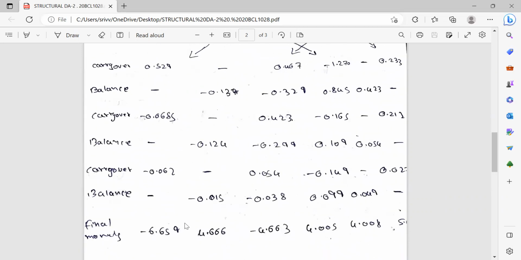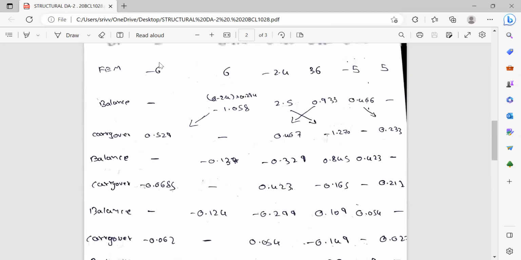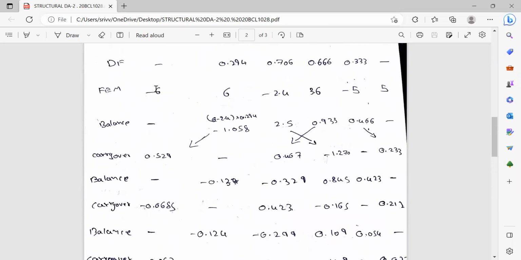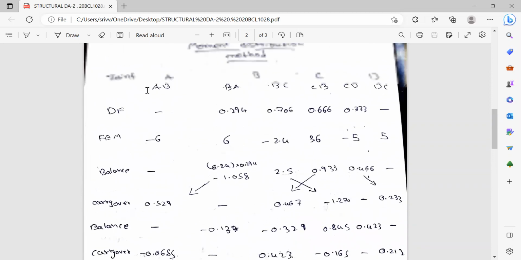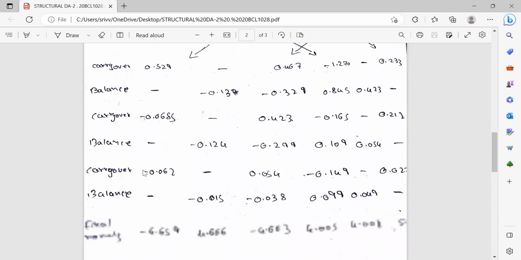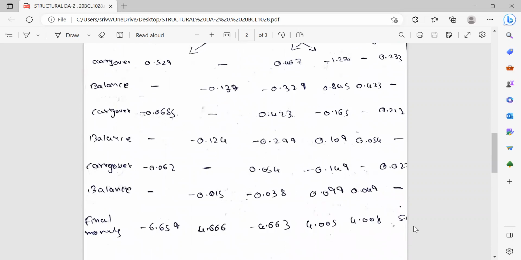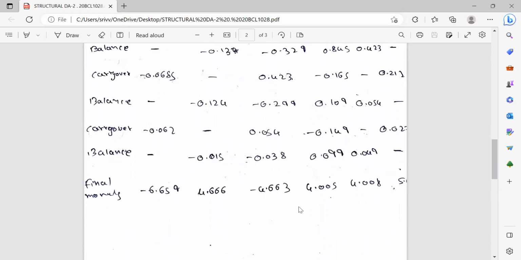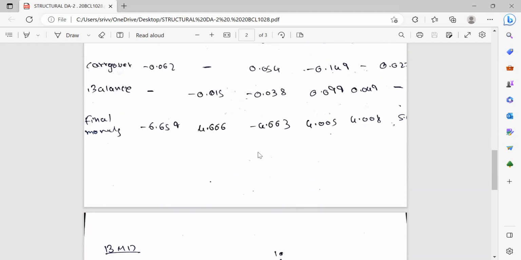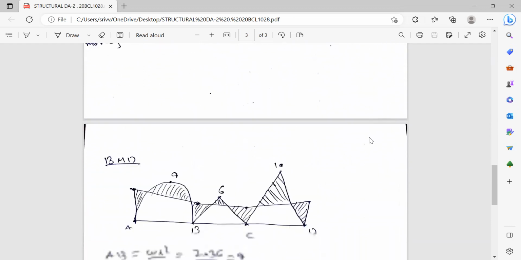Then at the end, to find the final moments, we need to add everything from the fixed end moment. From the fixed end moment, from the third step till the end, we need to add all of those and find the value. So this would be the final moment value.